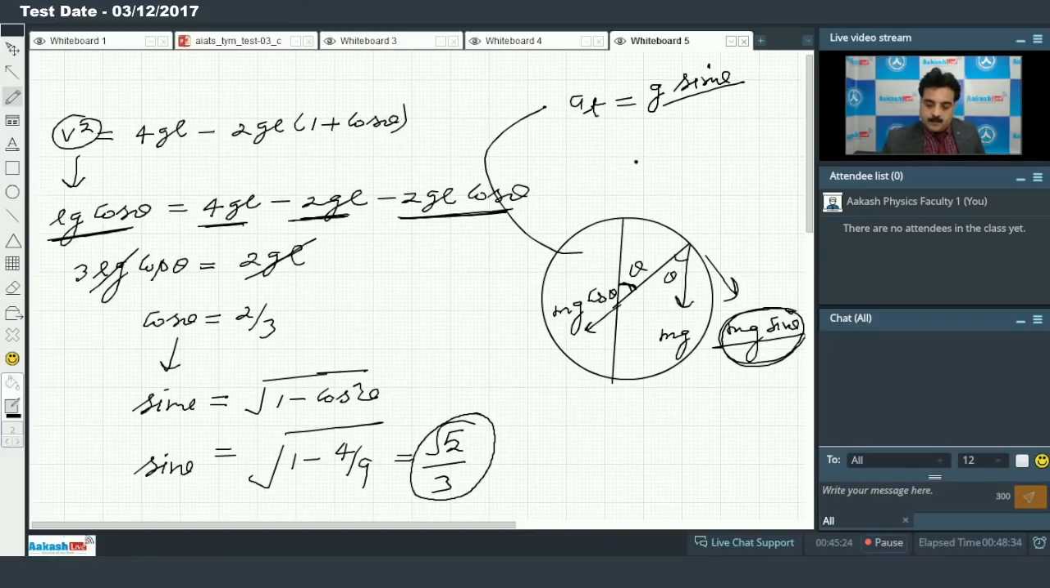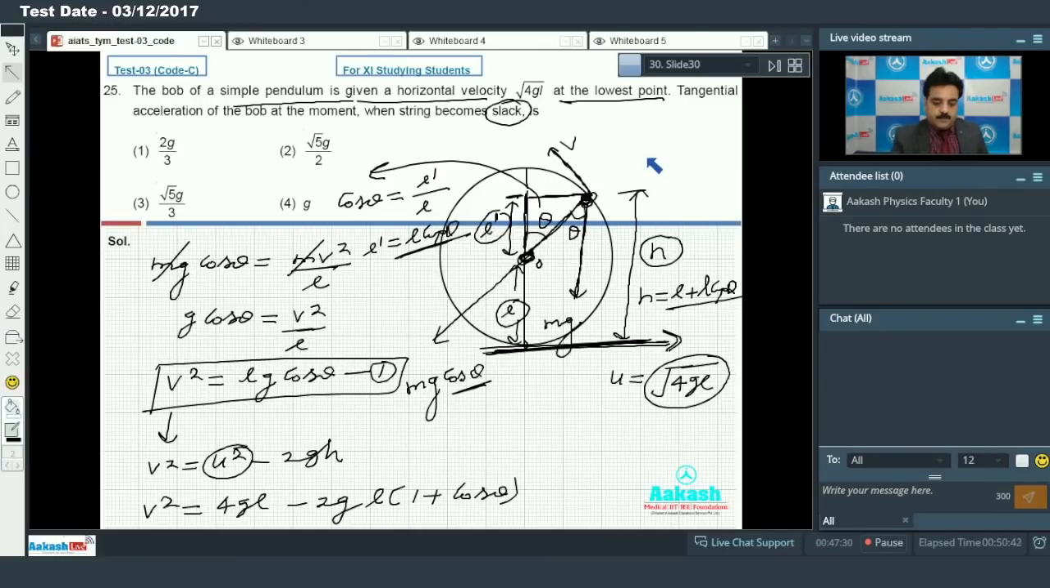So when I place the value, g times sin theta, where sin theta is √5 by 3, my final answer is √5 by 3 times g. So this is the value of tangential acceleration. On the basis of that, we can say option number third is correct. So let's move on to question number 26.